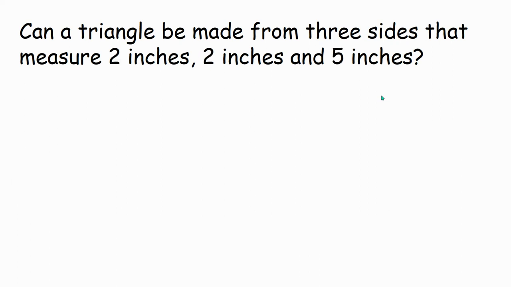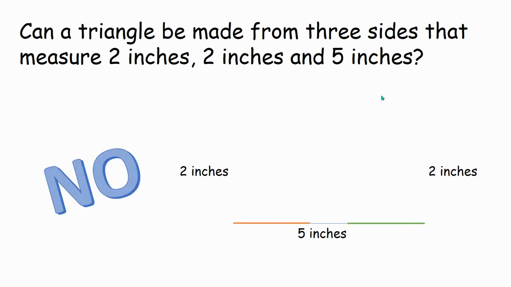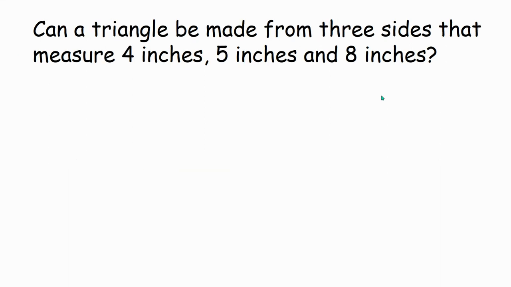All right, now let's try this one. Write down 2, 2, and 5. What do you think? Do you think 2, 2, and 5 will work? Let's see. Well, no, it doesn't work. Now, why is that? Well, that's because those two sides, the 2 and 2, it's like they're too short. They're not long enough to come together to make 5.